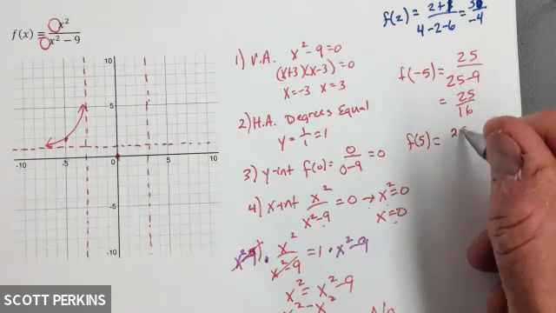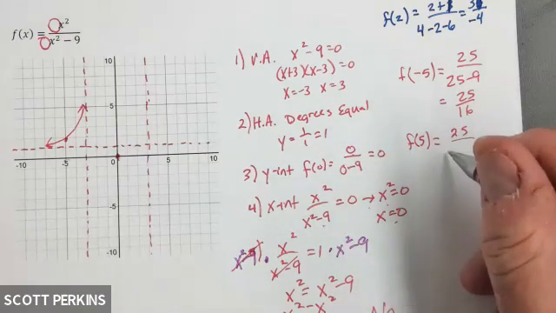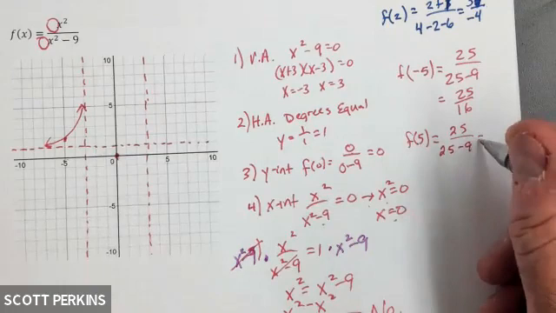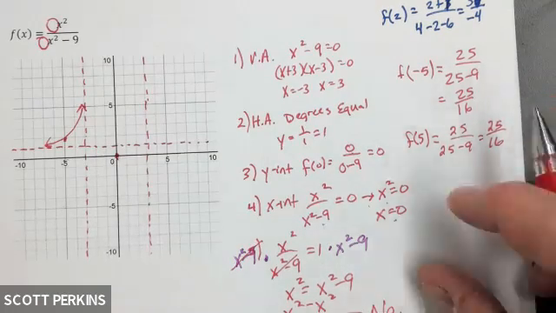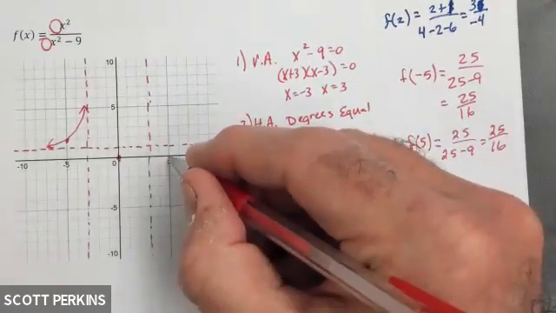5 squared is 25 in the top. And then in the bottom, 5 squared is 25 minus 9 in the bottom. And once again, I get 25 over 16. So 1 point something. So I'm going to come over here at the x value 5.